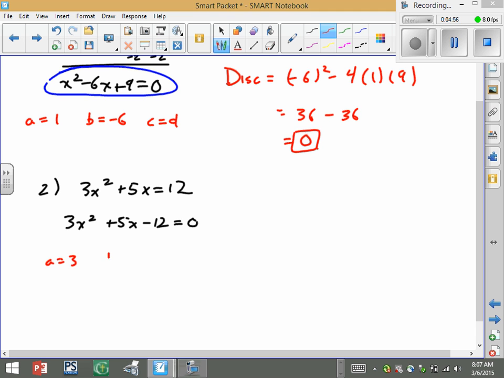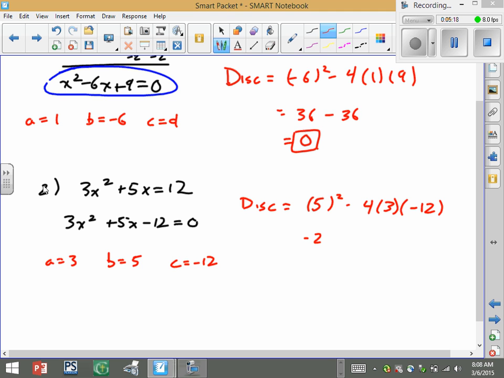A equals 3, b equals 5, c equals negative 12. And what the discriminant again is going to allow us to do is let's just see how many solutions we have. We can start to get a feel for what this graph would look like, if it's going to touch the axis or not. So we want b squared, so we have 5 squared, minus 4 times a, which is 3, times c, which is negative 12.